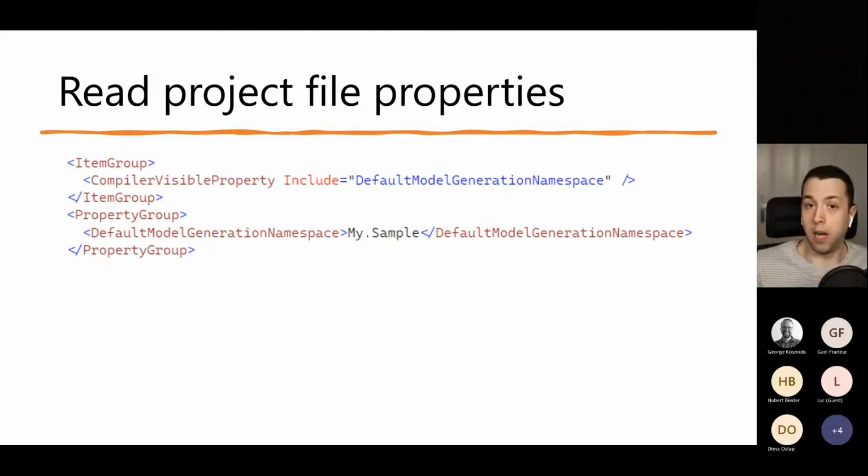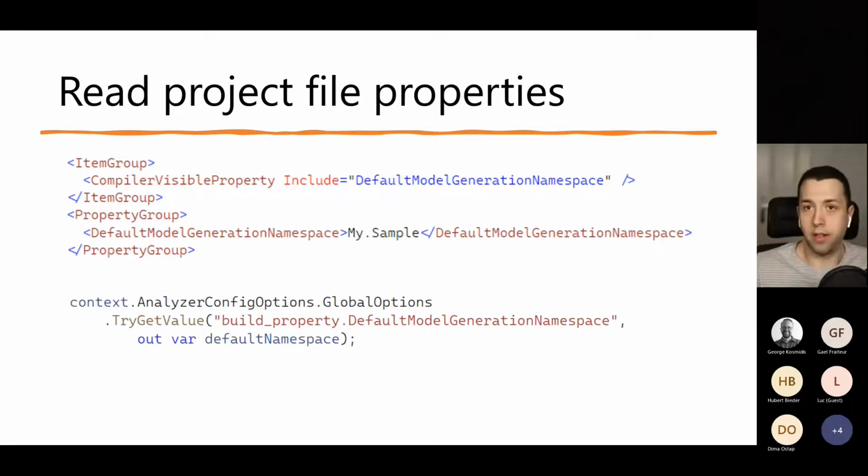I can also read public properties. So if you have any configuration options for a generator in the project file that maybe cannot easily be represented as things like attributes, I can also do that in the project file. Also tell the compiler, hey, some properties I want to be visible to the compiler, and I can then access them from the generator. In this case, global options that will affect the compilation.